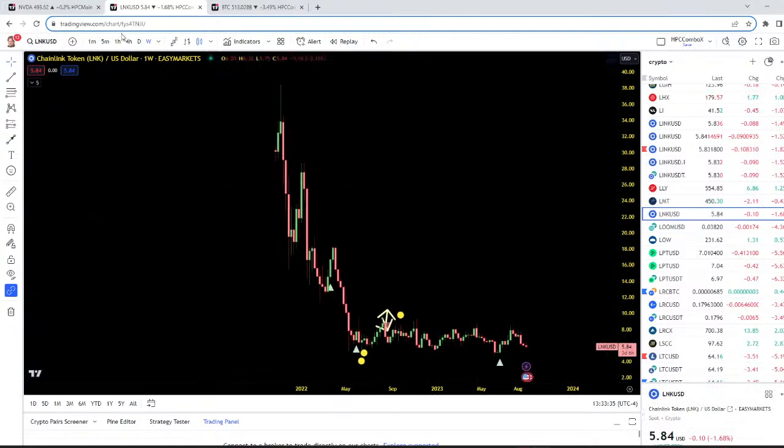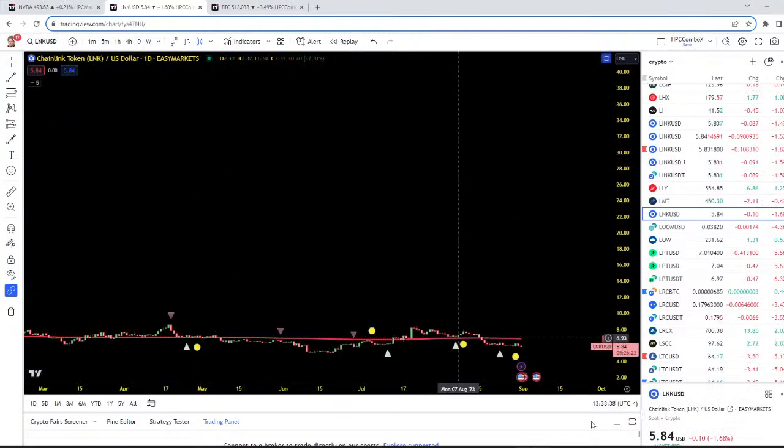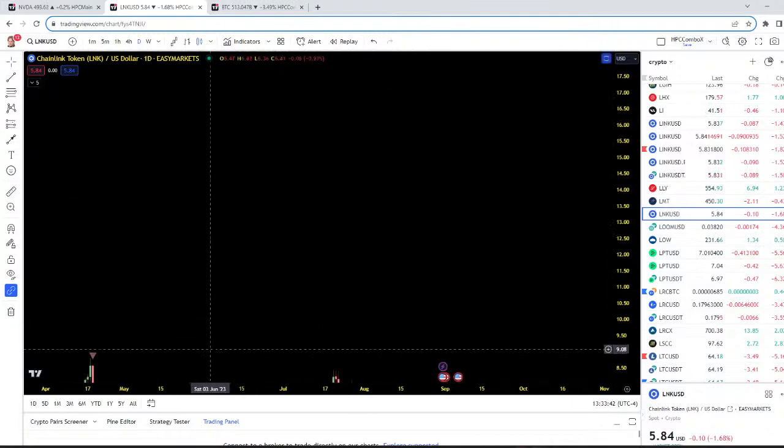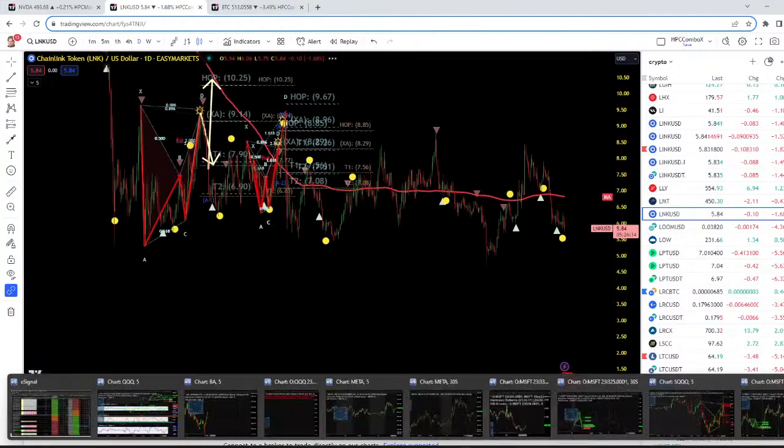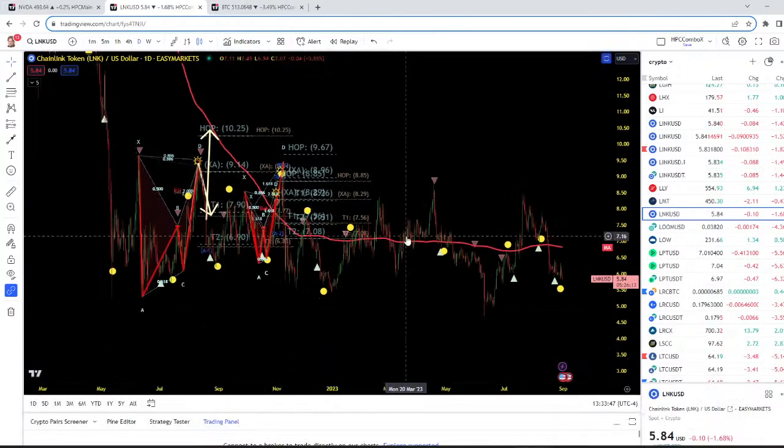Here's one people always talk about: Link. Some say it's this or that, but give me patterns, $1.50 on Chainlink. Bearish patterns all over the place.